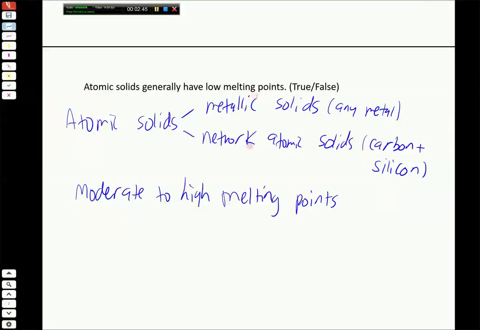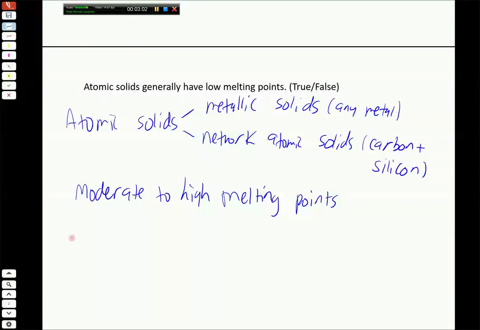And then network atomic solids tend to have very high melting points because in those cases you have covalent bonds holding all the atoms together, and covalent bonds are very strong, so in order to melt the solid, you'd have to break some or all of those covalent bonds. So both of these are characterized by moderate to high melting points.